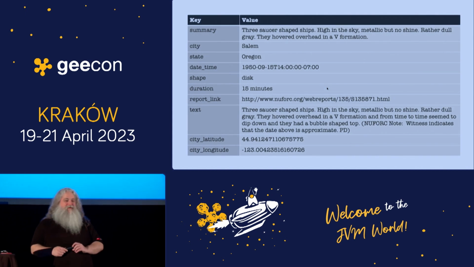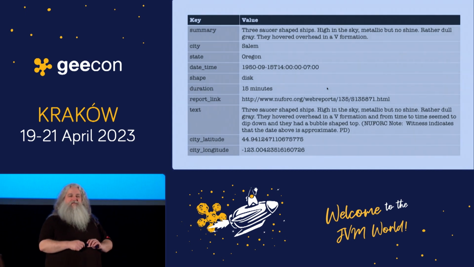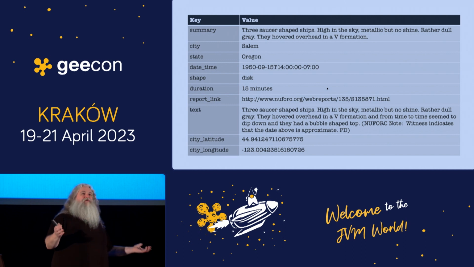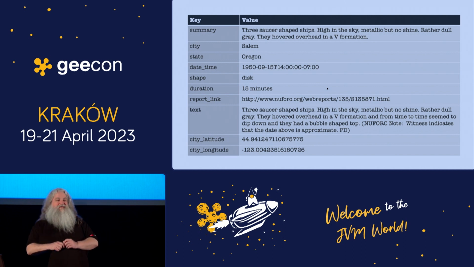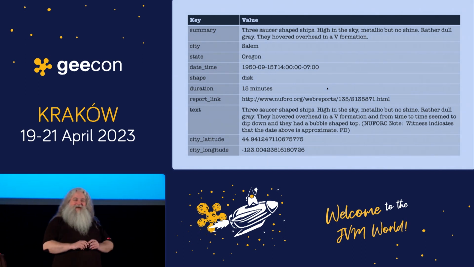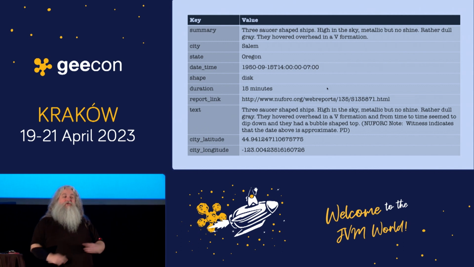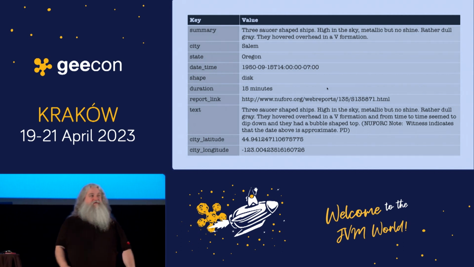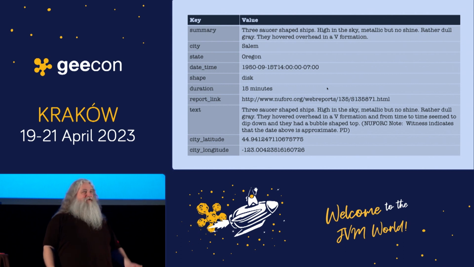So the data is actually pretty basic. We've got a summary of the sighting. So this is just sort of a brief description of what the UFO sighting was like. 3 saucer-shaped ships. That's fun to say. High in the sky, metallic but no shine, rather dull gray. They hovered overhead in a V formation. Sounds like a firework.